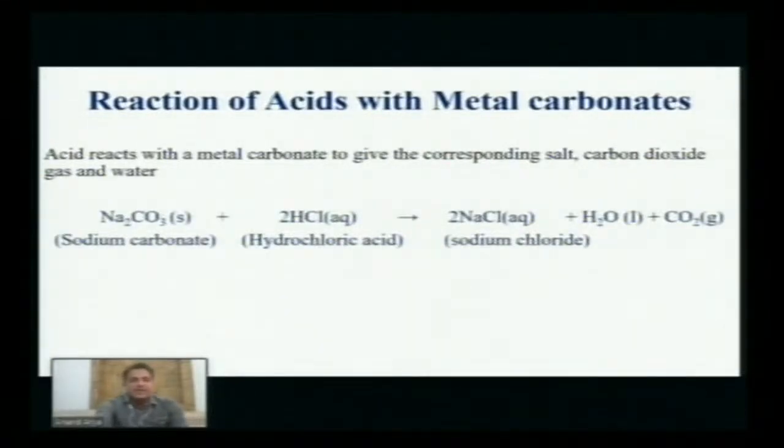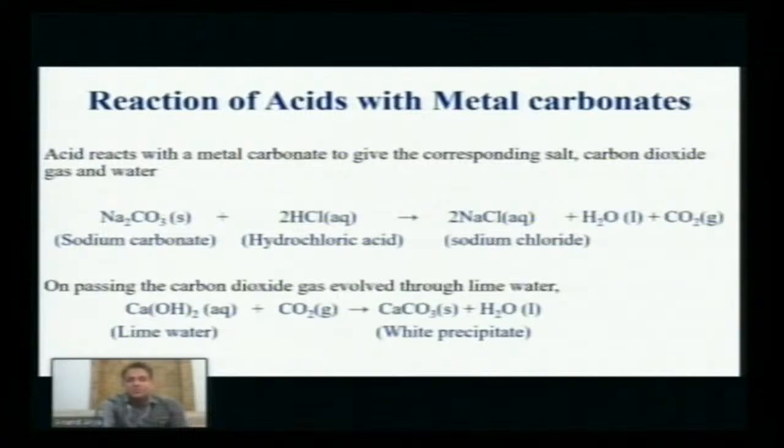So as we have seen, this is sodium carbonate, Na2CO3, which is solid. We reacted this sodium carbonate with HCl. So these two are reactants. This is a chemical reaction. On the left hand side, you have the reactants, and on the right hand side, these are the products. The product formed will be the salt, NaCl, that is sodium chloride, and along with the sodium chloride, it will form the water molecule as well as CO2.